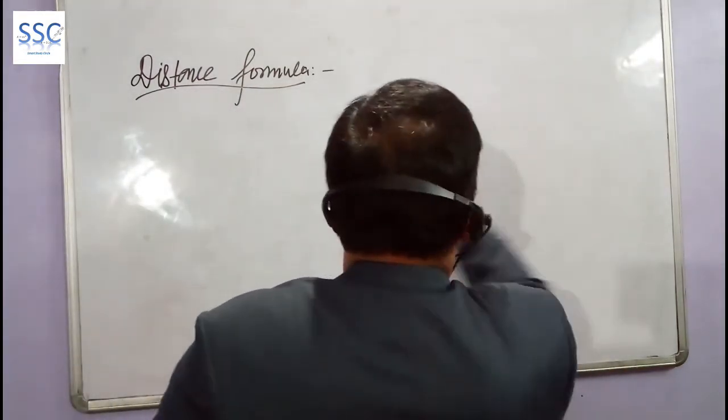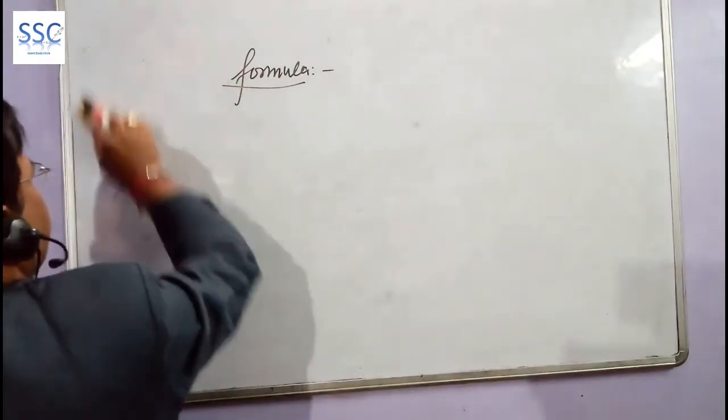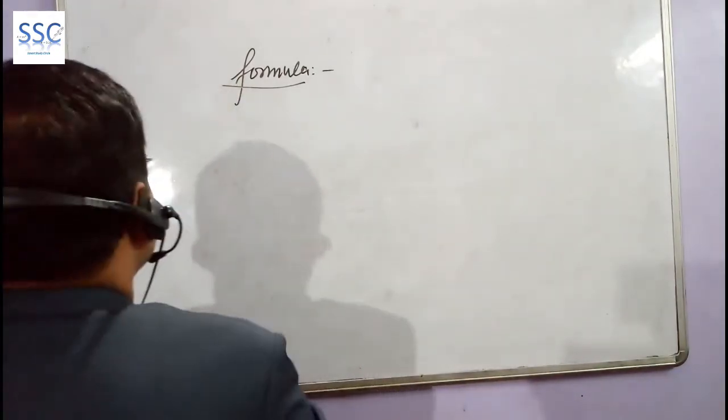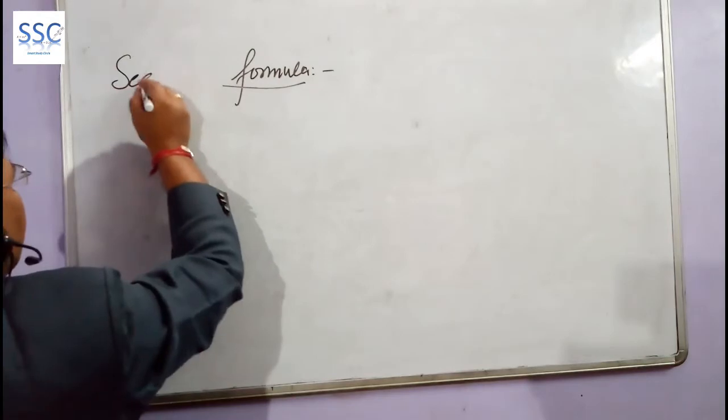Now the second part is the section formula. It is the distance formula, and the second part is for the section formula.